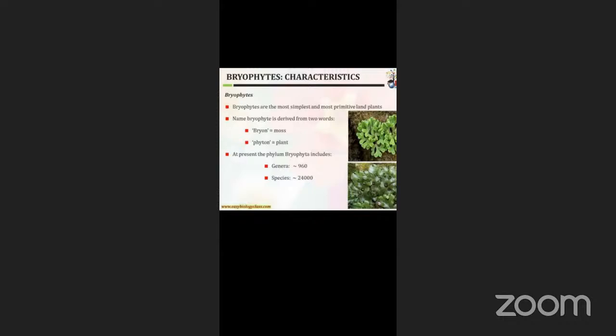So the name bryophytes is derived from two words. Bryon means moss-like structures, and phyton means plants. So moss-like structures of plants are considered as bryophytes. Okay. So here in the bryophytes, there are a number of genera and species. Around 960 genera are present and approximately 24,000 species are present in the bryophytes.